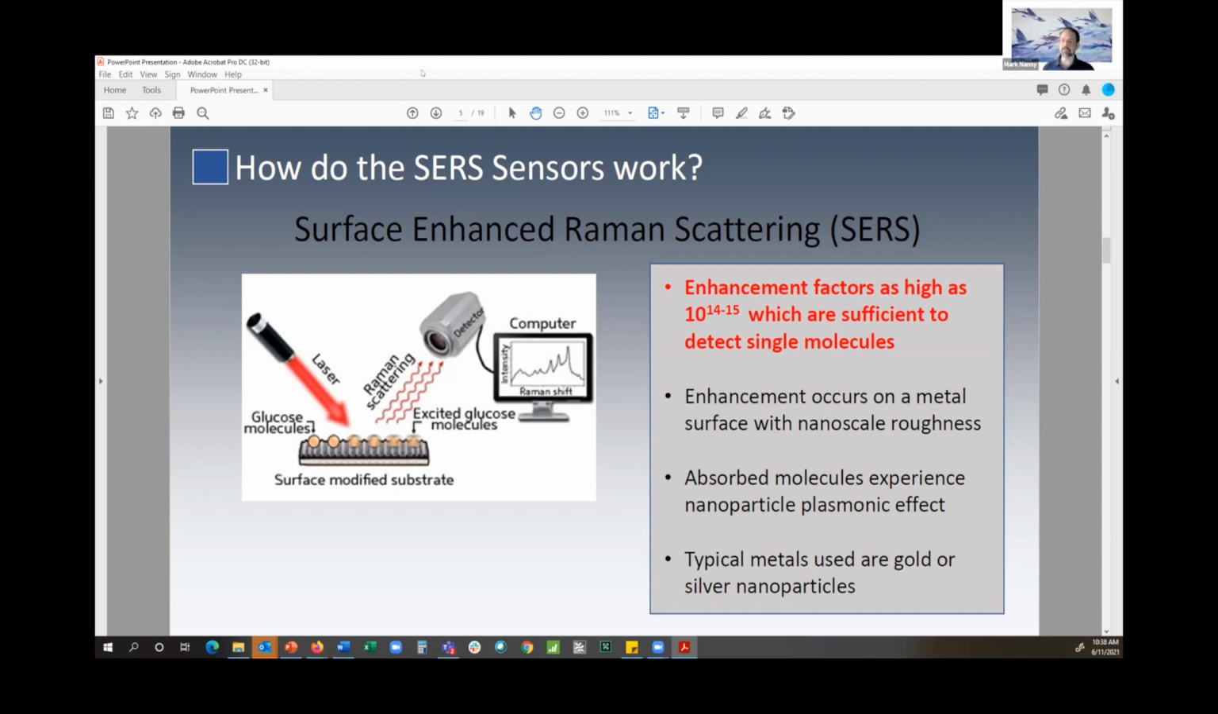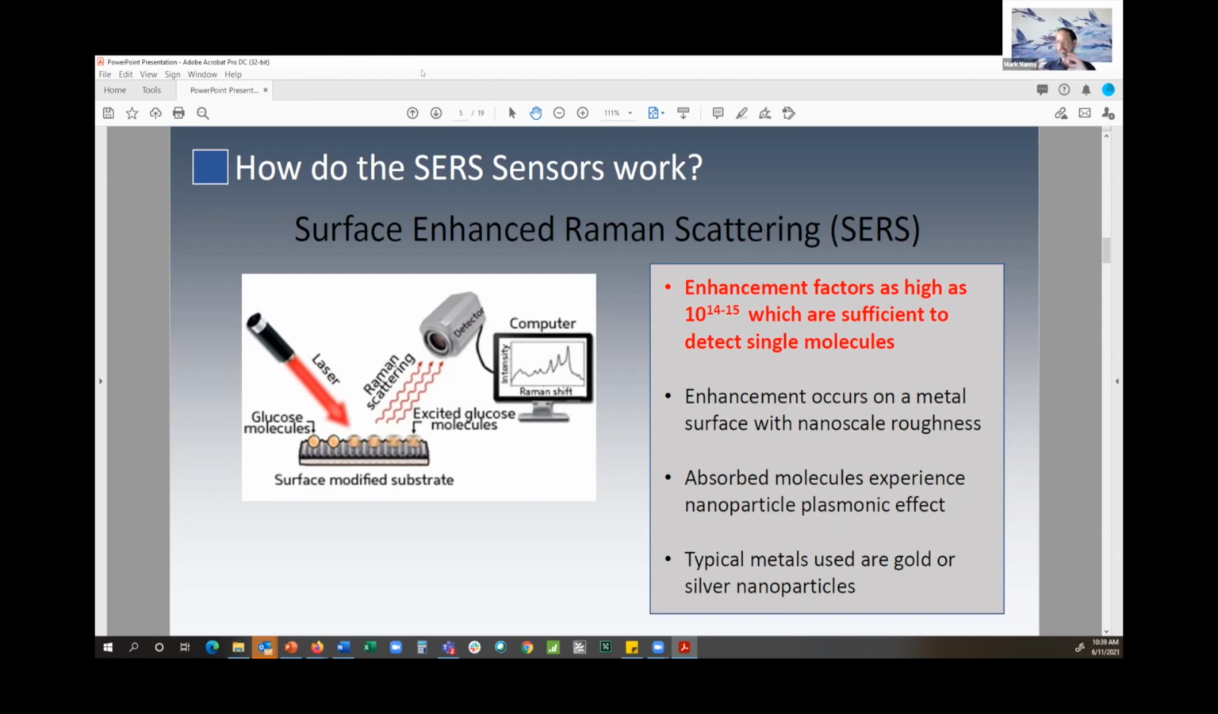Well, if you see on the left-hand side, I have a setup there where I have a laser going on and impinging upon these yellow glucose molecules. And in a typical Raman experiment, they would do their Raman scattering, and you can see the Raman scattering waves going to the detector. But in SERS, those glucose molecules are on a surface-modified substrate. And that surface-modified substrate is the key. And that surface-modified substrate has metal nanoparticles on it.